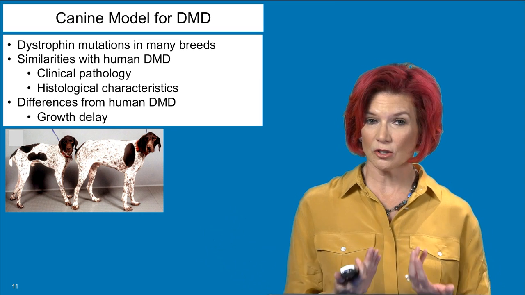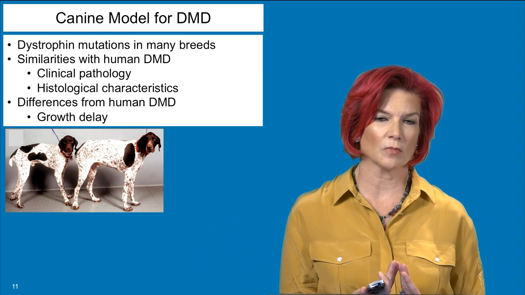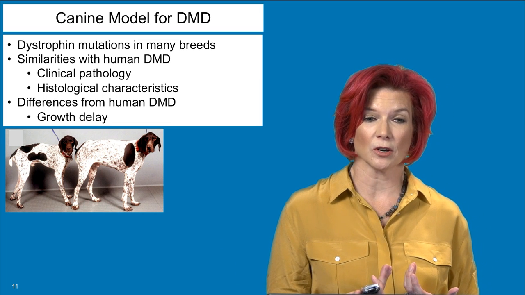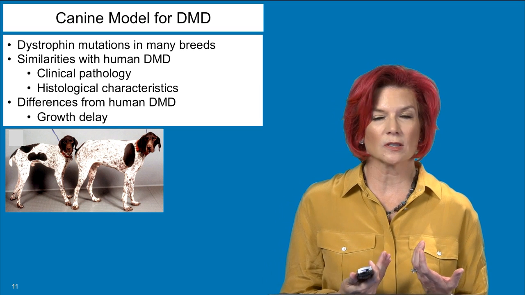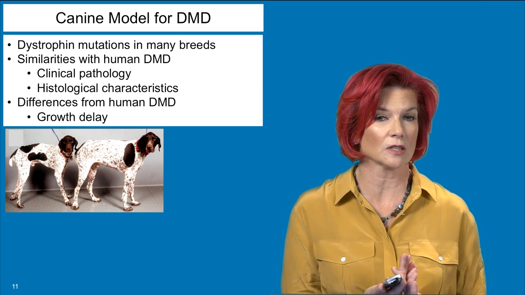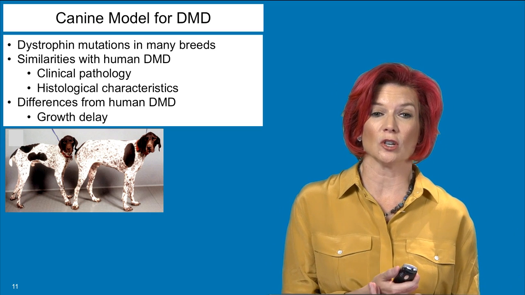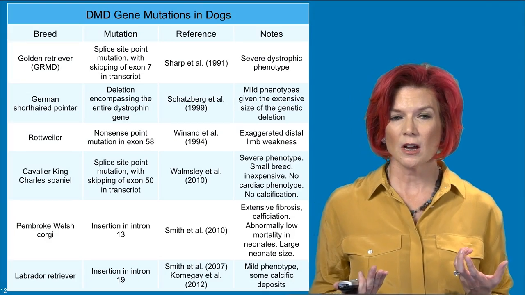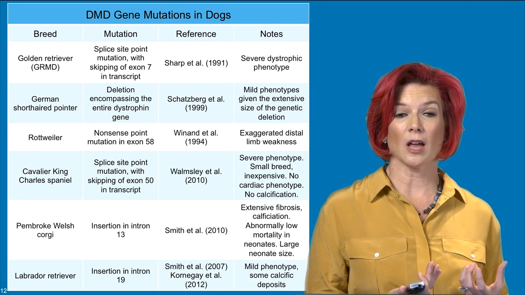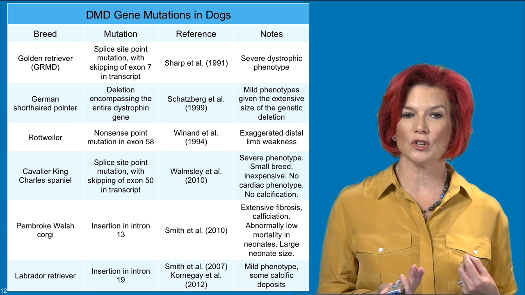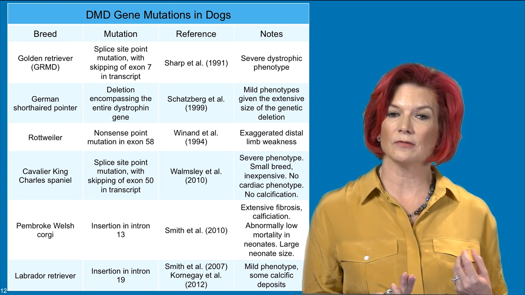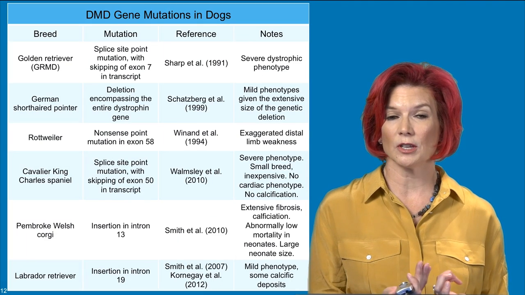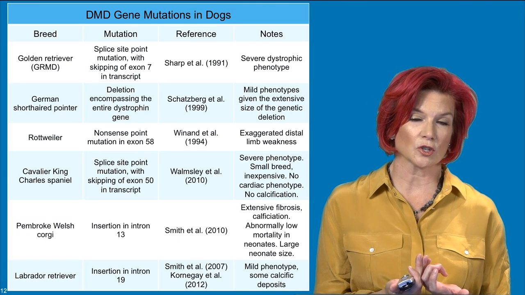There's also a value for studying a larger animal model of Duchenne muscular dystrophy. It's thought that that could more closely mimic the stresses and forces that humans experience. So the canine models show the same clinical pathology and the same histological characteristics of Duchenne muscular dystrophy that is similar to humans. As I mentioned, there are many different models of canine muscular dystrophy. Probably the most commonly used model in the laboratory is the golden retriever model, also called the GRMD dog. And this dog has a very severe dystrophic phenotype. We're going to see some experiments later in the course that are testing a very novel and exciting therapy on the dog model of muscular dystrophy.